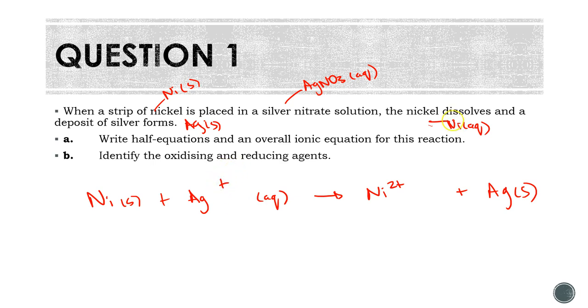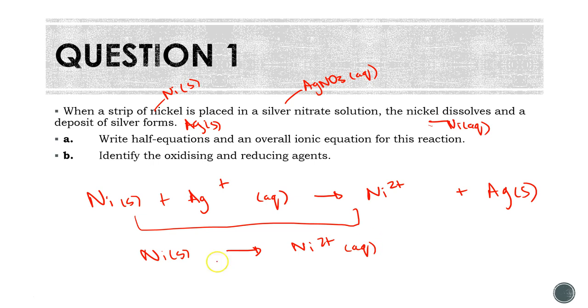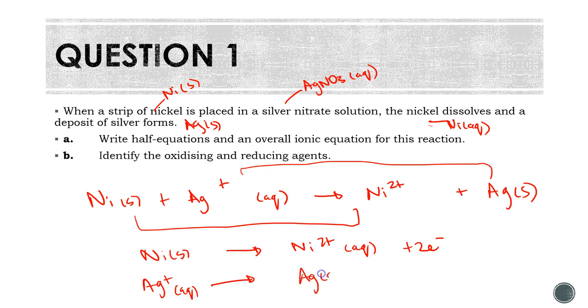Okay, so now I'm going to pull out my two redox pairs. So nickel solid is going to nickel 2+ aqueous. So the charges to balance, so 2 electrons. My other redox pair is Ag+ aqueous going to Ag solid. Okay, I need an electron over here to balance it.